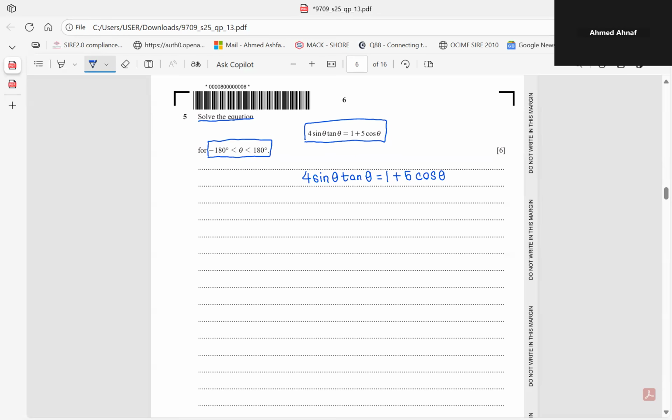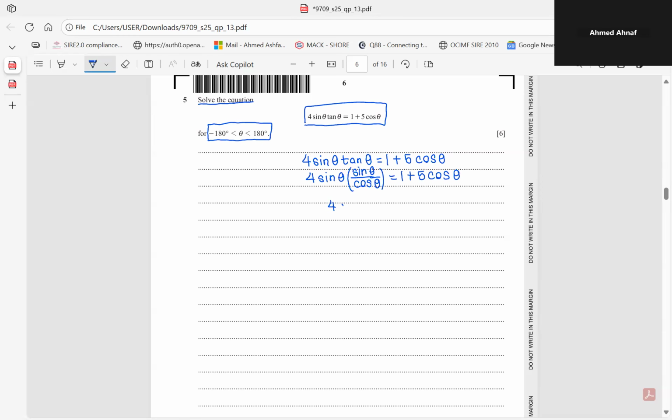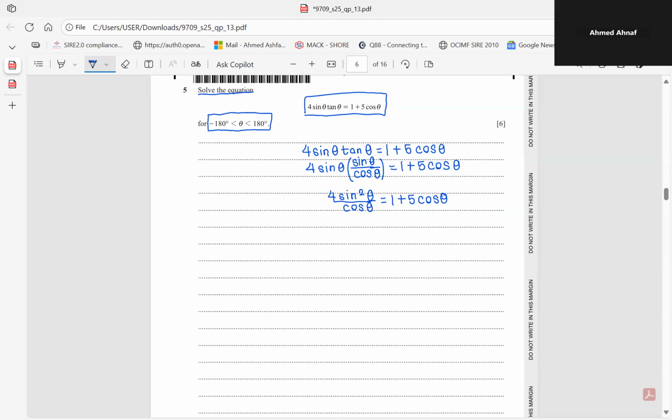Okay, so the first thing we can do is use sine theta over cosine theta equals tangent theta. So let's use that. Tangent theta would just be sine theta over cosine theta, equals 1 plus 5 cosine theta. Simplifying the left-hand side, we'll get 4 sine squared theta over cosine theta equals 1 plus 5 cosine theta. To simplify this, let's multiply both sides of the equation by the denominator cosine theta. So this would be 4 sine squared theta equals cosine theta plus 5 cosine squared theta.